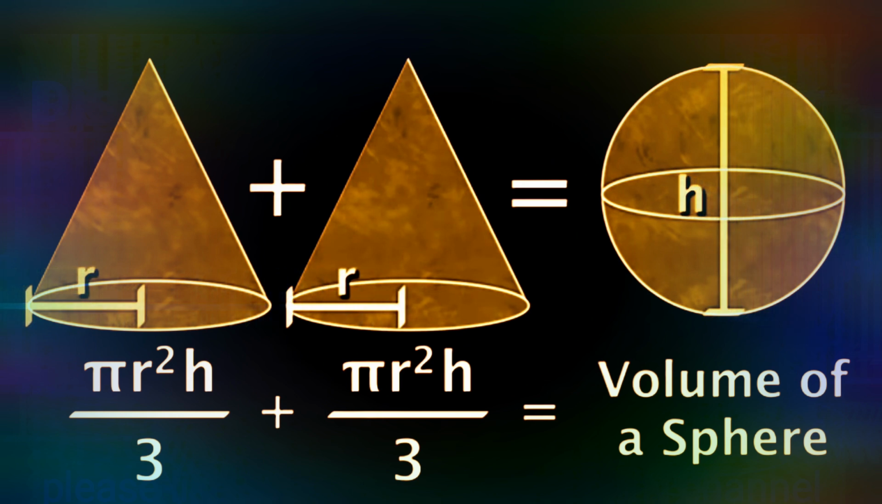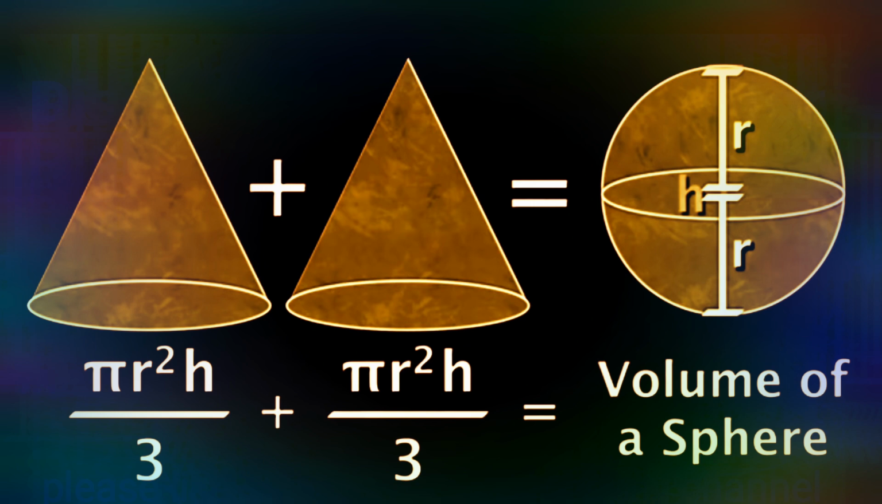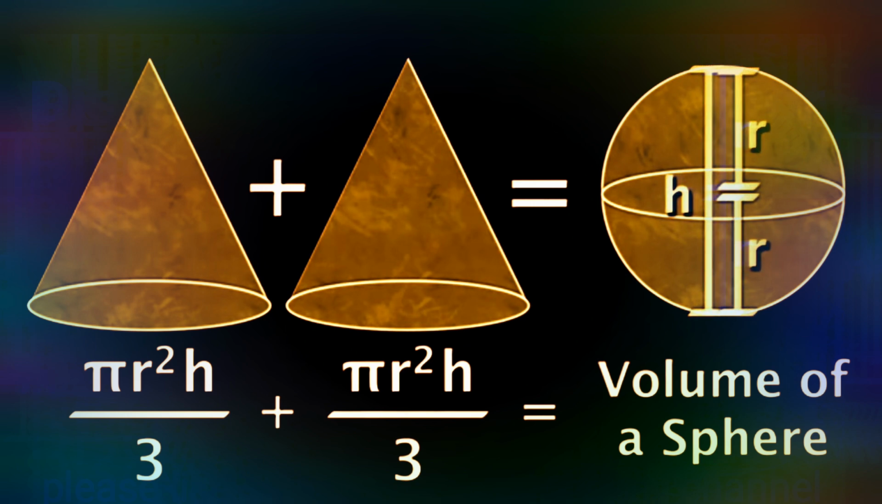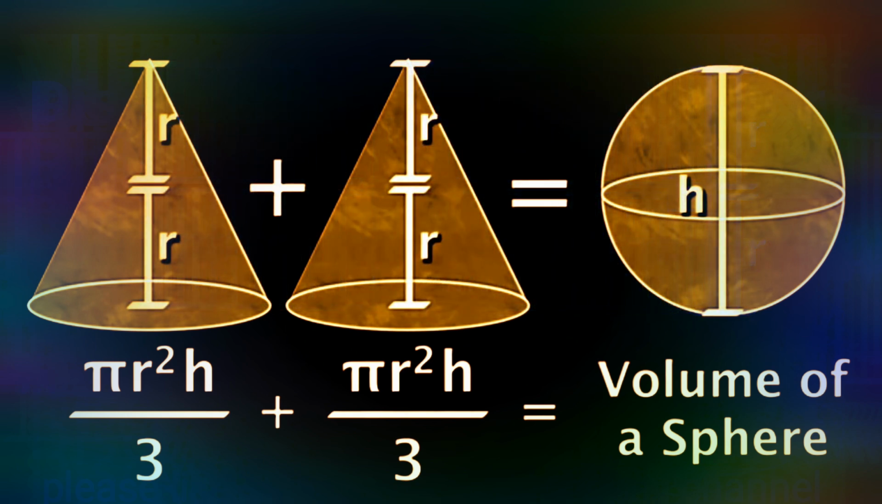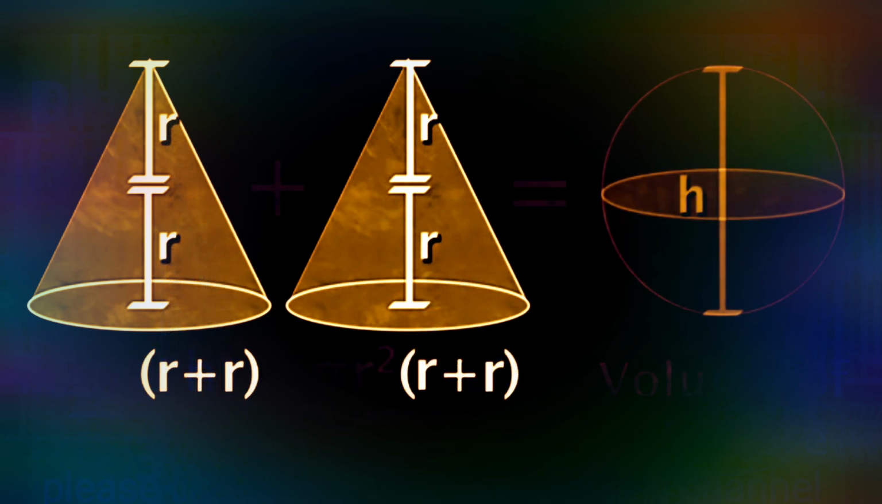Here the radius of the cone and the radius of a sphere is the same. When the diameter of a sphere is turned as height, it means that the height is equal to the height of the cone. It means h, or height of the cone, is equal to the diameter of the sphere. So h equals r plus r, which is 2r.